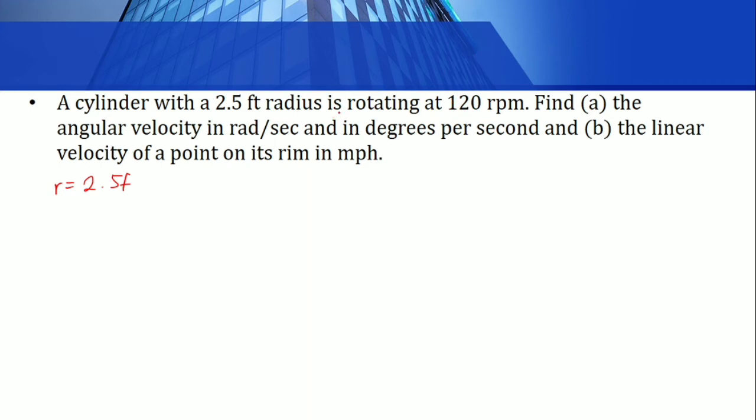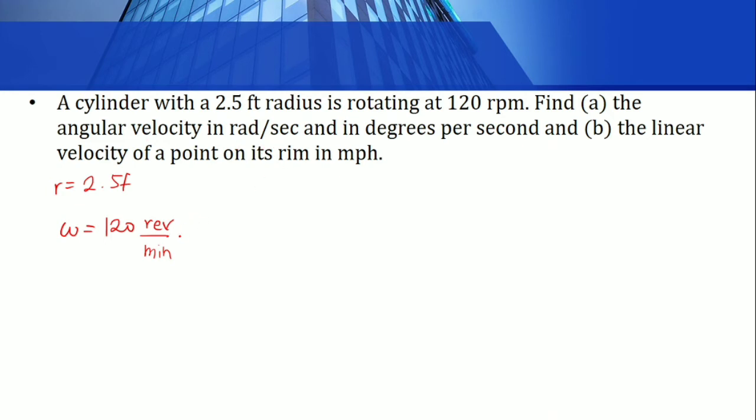Para malaman natin kung yung binibigay is linear velocity ba siya or angular velocity, kapag angular velocity, naka-revolution per minute yan, or naka-rad per second. Kapag linear velocity naman, kadalasan yan, naka-miles per hour. So sabi niya, find A, the angular velocity in rad per second. Itong angular velocity natin, naka 120 revolution per minute siya.